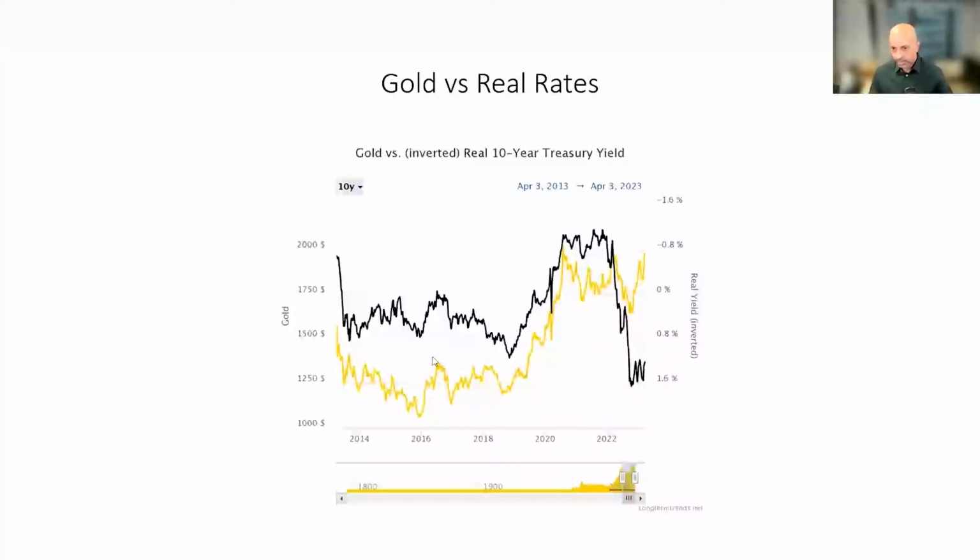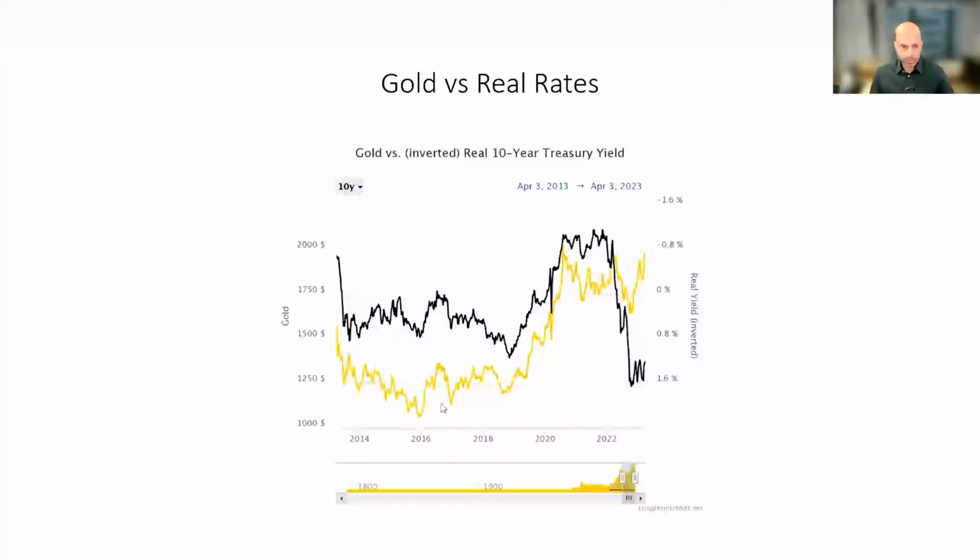Clearly, there are also periods where the correlation is not as tight as we would expect it to be. That's why we just have to be a bit careful. Between 2014 and 2016, although real rates were becoming less positive, going from positive 0.8 heading towards zero, gold was actually coming down.